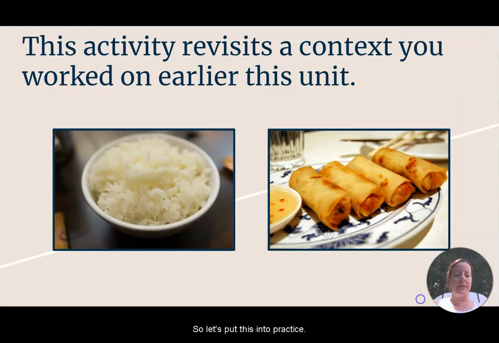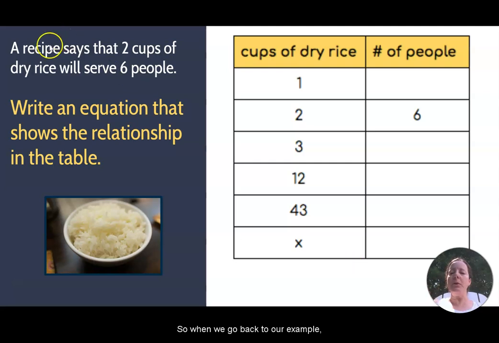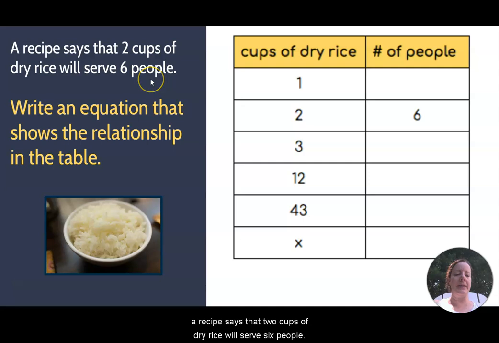So let's put this into practice. We're going to go back to the examples that we did in the last video, about serving rice to a certain number of people and spring rolls to a certain number of people. So when we go back to our example, a recipe says that 2 cups of dry rice will serve 6 people.